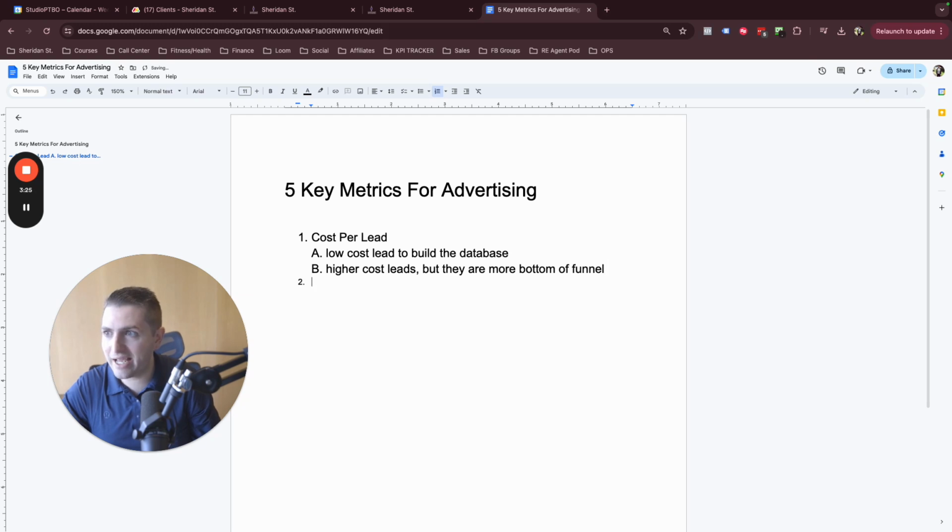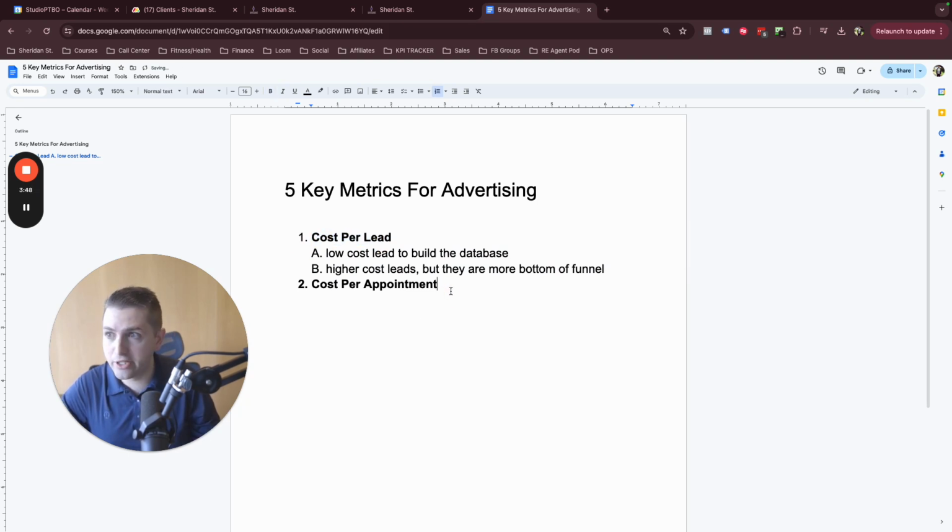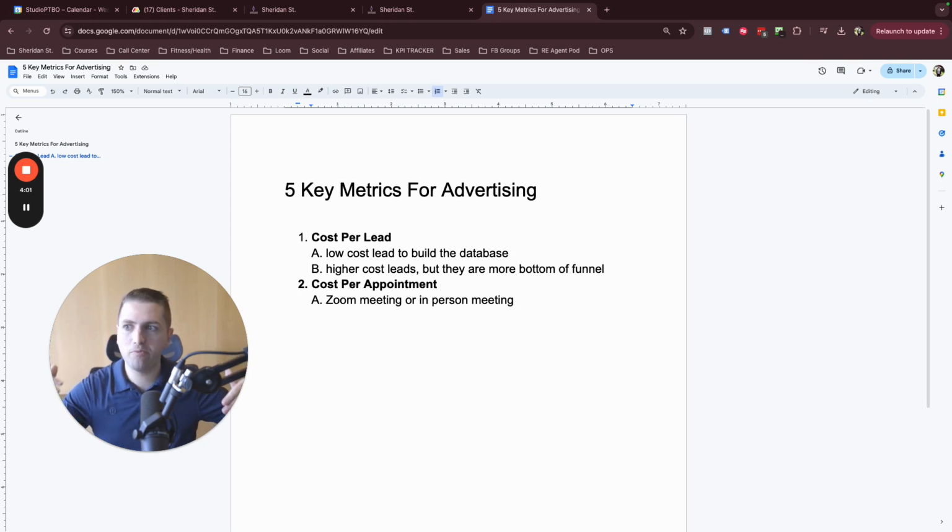Now, the second thing we need to track is cost per appointment. So you have to identify what an appointment is to you. Most of our clients classify an appointment as a Zoom meeting or an in-person meeting. For the most part, that's what I would consider a meeting. So cost per appointment is: did you schedule a Zoom meeting? Did you schedule an in-person meeting?